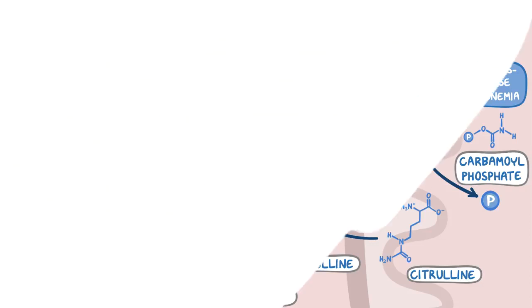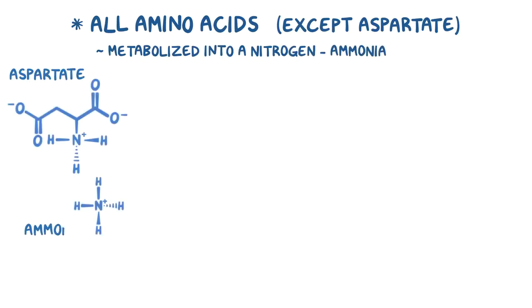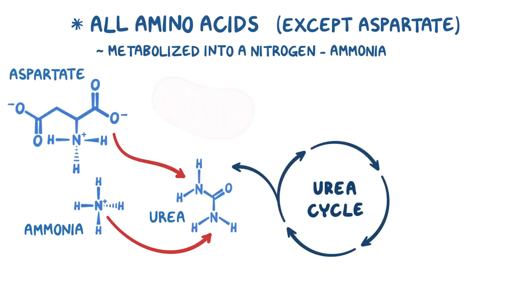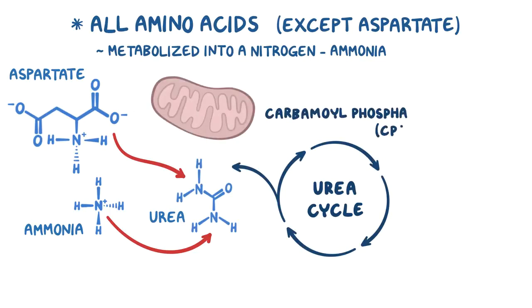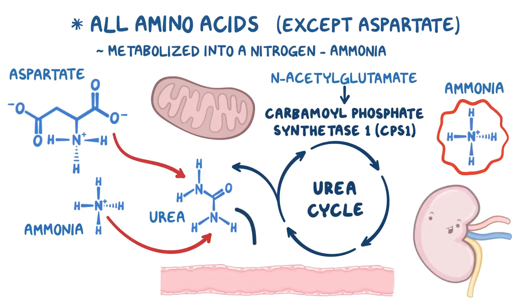Alright, as a quick recap, all the amino acids, with the exception of aspartate, are metabolized into a nitrogen-containing toxic compound called ammonia. In liver cells, aspartate and ammonia provide the two nitrogens necessary to make the less toxic urea in the urea cycle. In the liver mitochondria, carbamoyl phosphate synthetase 1 requires allosteric activation from N-acetylglutamate to bind ammonia. Once urea is formed, it can go off into the bloodstream and get excreted by the kidneys.